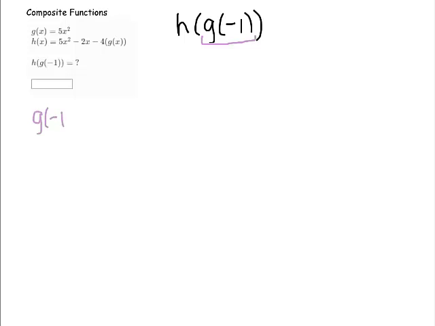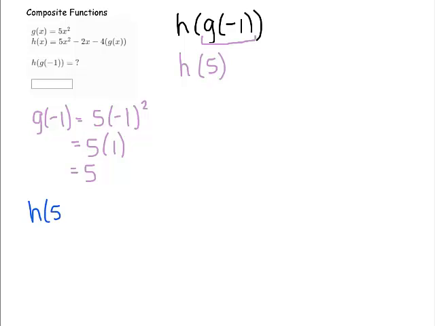So g of -1, if I replace x with -1, I'm going to get 5 times 1, which is 5. So now I'm going to replace g of -1 with 5. So now I'm going to do h of 5. So I'm going to look at my function of h and replace all the x values with 5.